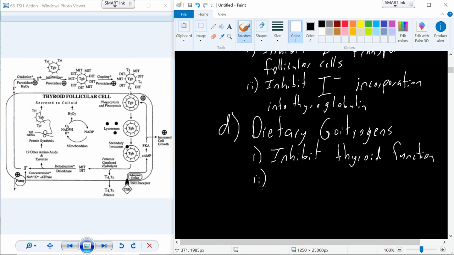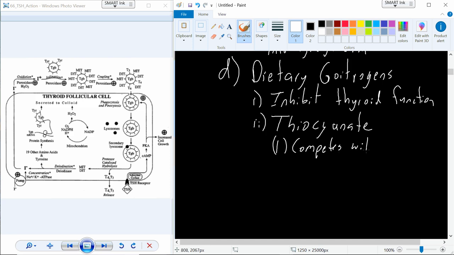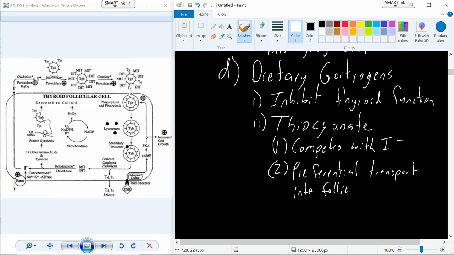All right, so the dietary goitrogens, these are things that you consume that will help to inhibit thyroid function. One of the big dietary goitrogens are foods that contain thiocyanates. What thiocyanate actually does is it will be competitive with iodine. So when we get to this transport mechanism, where we're pumping the iodide ion into the cell, thiocyanate will actually compete for that pump, and some of the thiocyanate will be pumped in preference to the iodide. Preferential transport into the follicular cells.